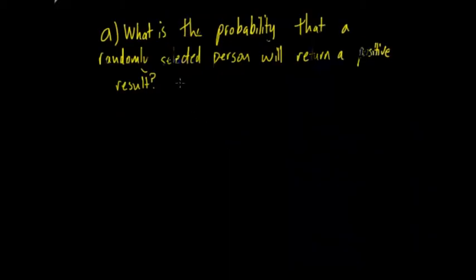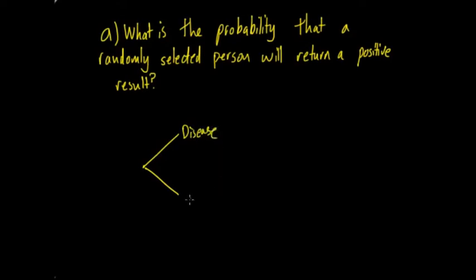So this is part A. What is the probability that a randomly selected person will return a positive result? Hopefully you have a go at this question. So pause it, have a go, see what you can do, and hopefully you can get the answer. What I start off with is a tree diagram.